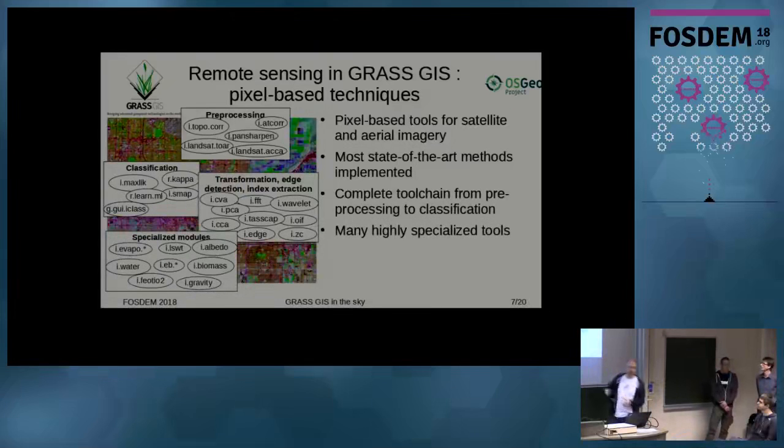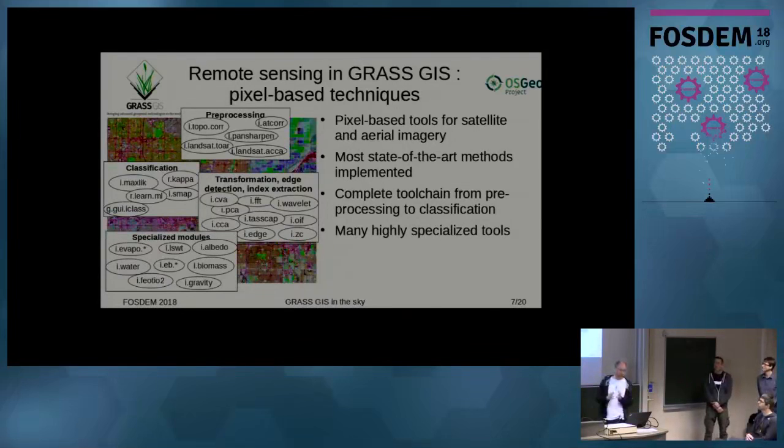So here's an overview of a series of pixel-based techniques that we have, from pre-processing, where you can do atmospheric correction, pan sharpening, a whole series of different techniques, to transformation, with very different modules that allow you to do principal component analysis and wavelet transformations. You can calculate a whole series of indices, vegetation indices. You have edge detection modules.